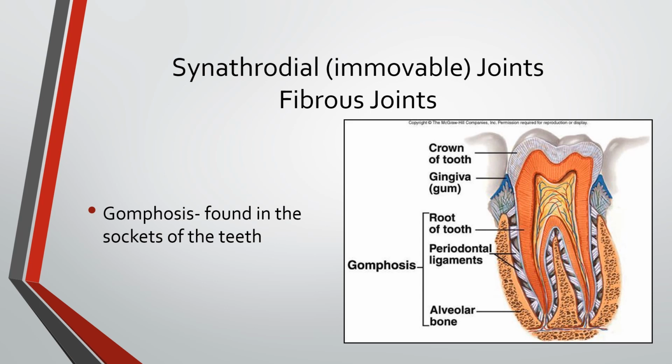And it's kind of weird, I think, to think about our teeth really being a joint, but that's what they are. And you can see that the tooth itself, if we consider it a bone, I guess, is connected through these periodontal ligaments into this kind of socket-like configuration.